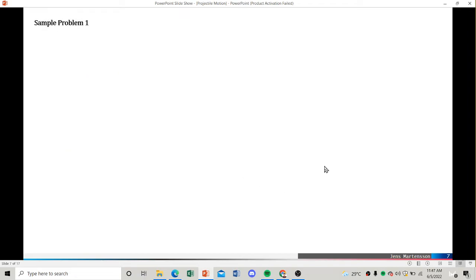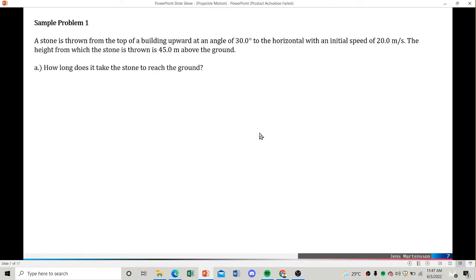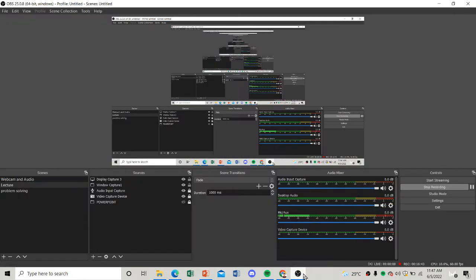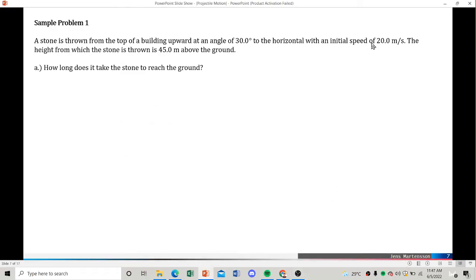Okay? Now, let's have sample problem number 1. A stone is thrown from the top of a building upward at an angle of 30 degrees to the horizontal with an initial speed of 20 meters per second. The height from which the stone is thrown is 45 meters above the ground. How long does it take the stone to reach the ground?